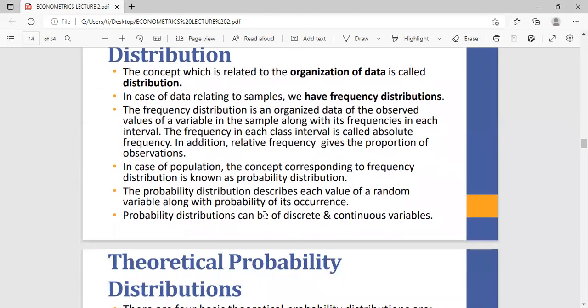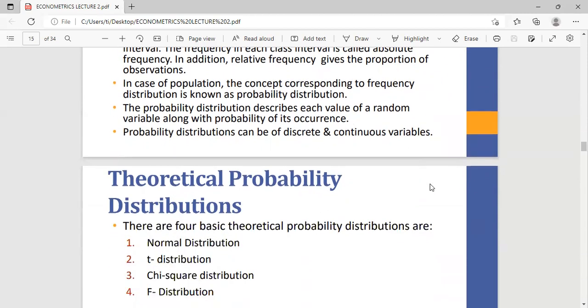In case of population, the concept corresponding to frequency distribution is known as probability distribution. The probability distribution describes each value of a random variable along with the probability of its occurrence. So basically, probability distribution is a distribution of how a random variable takes some value with some chance or probability estimate. Probability distribution can be of discrete and continuous variables.